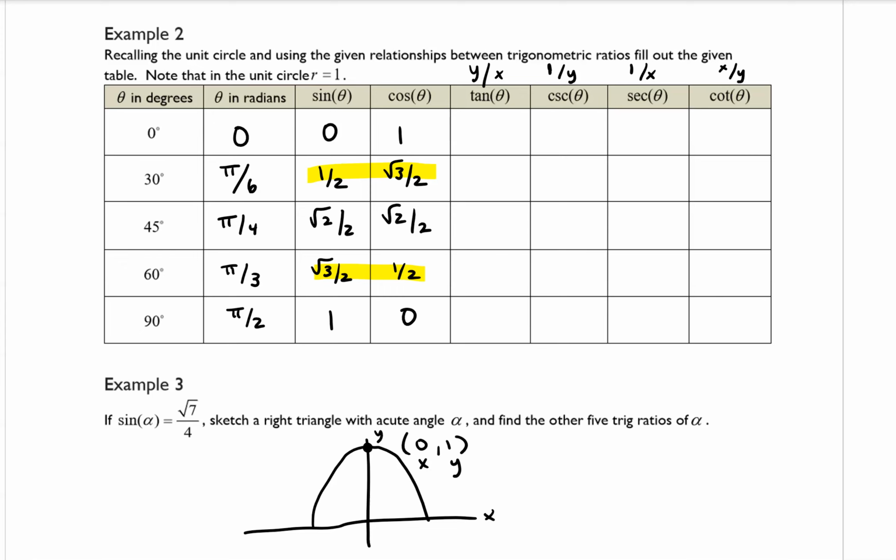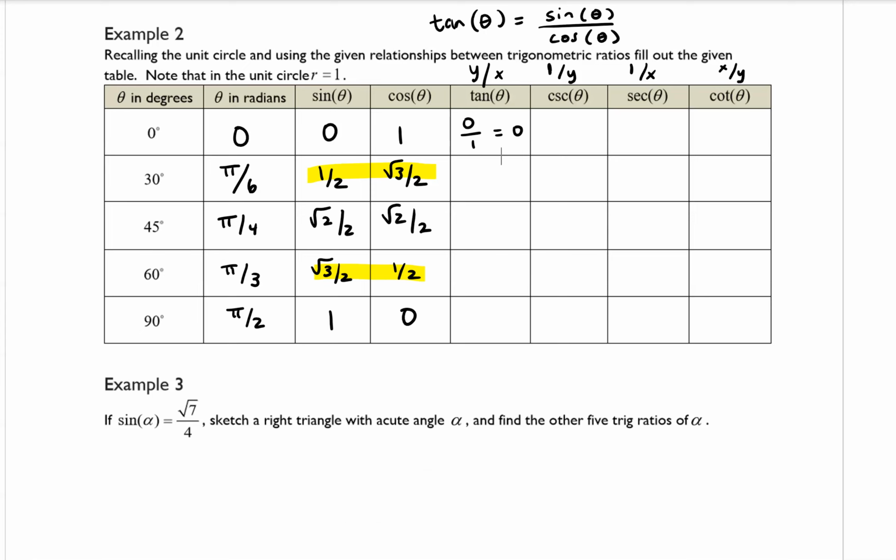So let's go through tangent. Now, tangent is equal to y over x. And another way that we can define tangent of theta, and we did talk about this earlier, tangent of theta is also equal to sine of theta divided by cosine of theta. So I can just take the previous two values in the column and divide them. So tangent of 0 degrees is going to be 0 over 1, which ends up equaling 0.